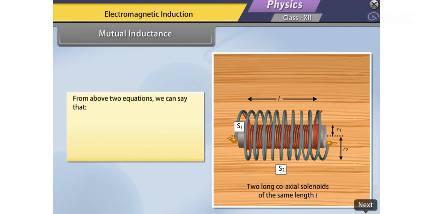From the above two equations, we can say that M12 is equal to M21, which equals M. And the value of M is given by mu naught N1 N2 L pi R1 square.